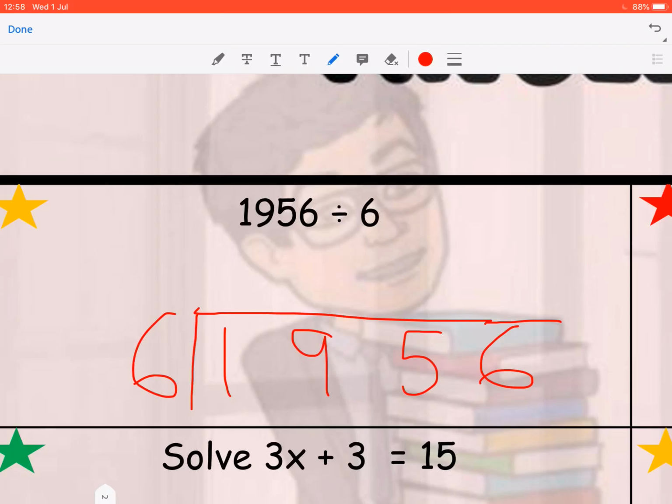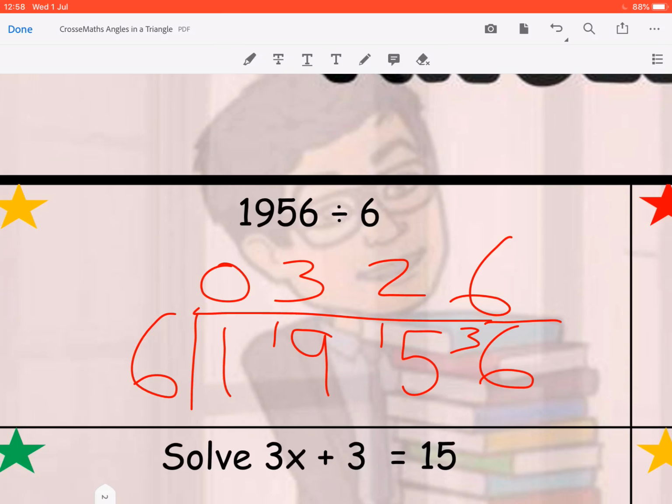Okay, 1956 divided by 6. 6 doesn't go into 1, so put 0 up top, carry the 1 over. 6 goes into 19 3 times, remainder 1. 6 goes into 15 twice, remainder 3. And 6 goes into 36 6 times. So my answer is 326.